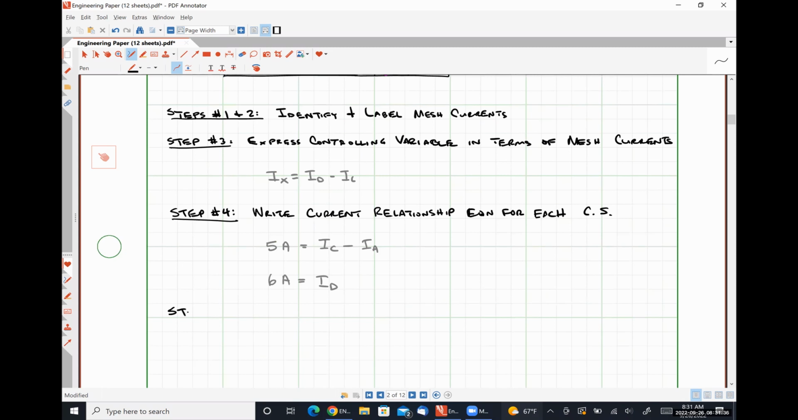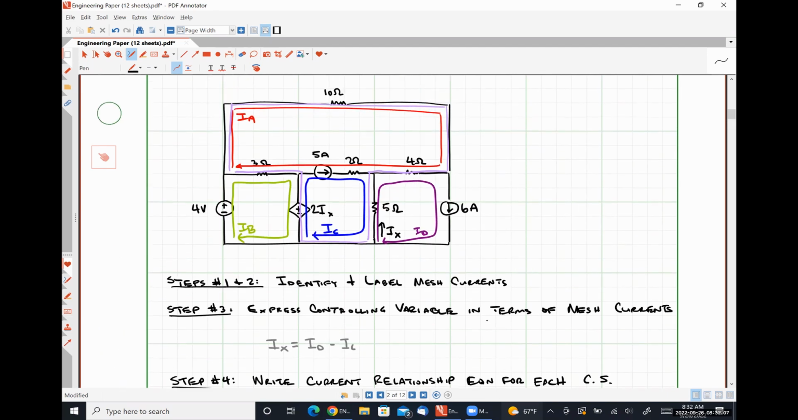So step number 5 will be write KVL equations for all super meshes. So we are going to be following that light purple path.